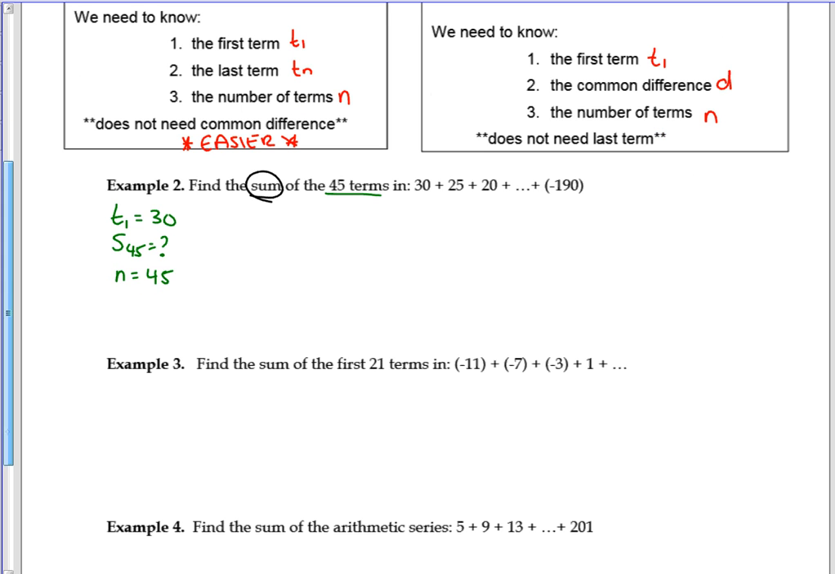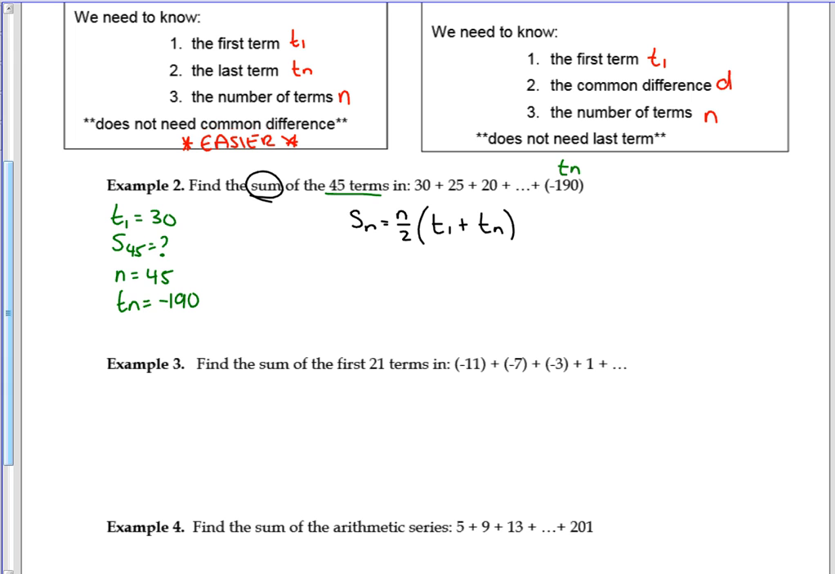Do we know anything else? We do. We know our last term, which is good, because if we can use the first formula, that's great. It's a lot easier. The very first sum formula is a lot easier. We don't even need to worry about knowing our common difference, even though we do know it. We don't need to worry about it. So the formula is the sum of the n terms equals n over 2 times term 1 plus term n. First term plus last term.